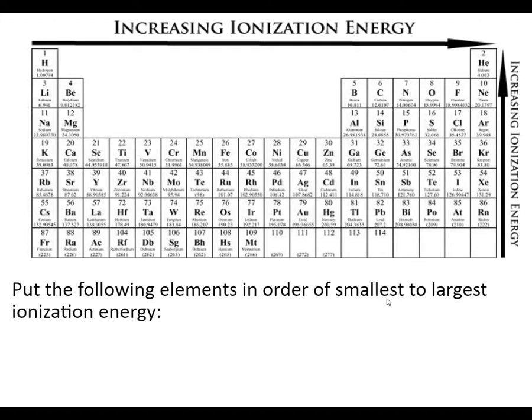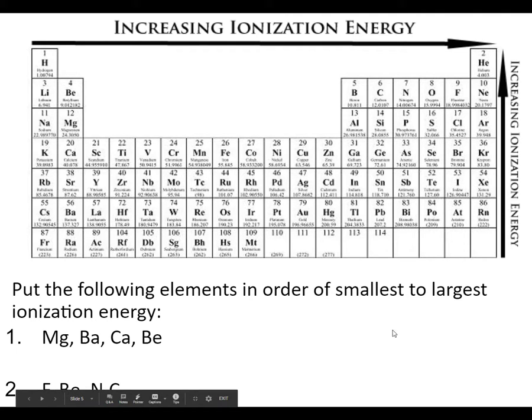Okay, so again, I'm going to ask you guys to pause the video and to practice putting the following elements in order of smallest ionization energy to largest. And again, you're going to do this based on the position in the periodic table. So let's look at our two practice problems. Our first one is magnesium, barium, calcium, and beryllium. So we're looking at this group 2. Okay, your job is to put that in order from smallest to largest ionization energy.